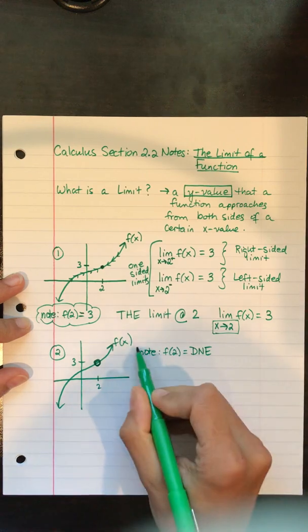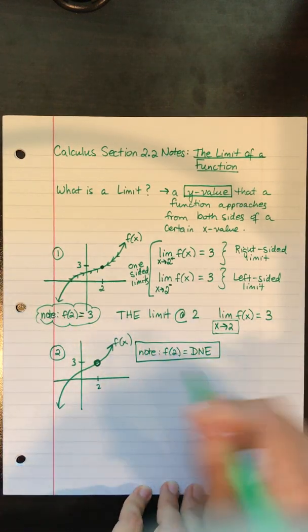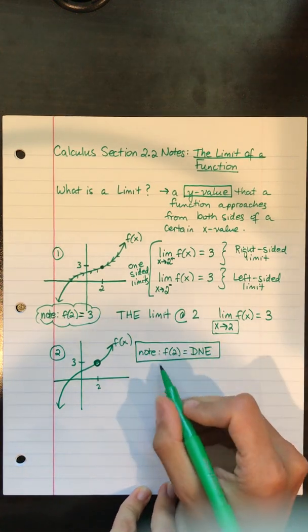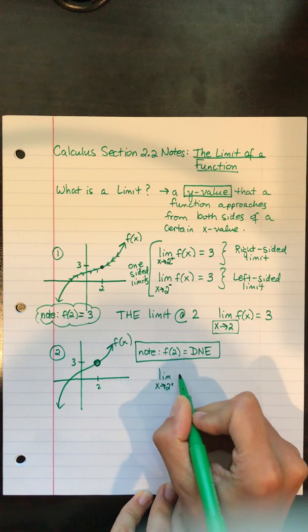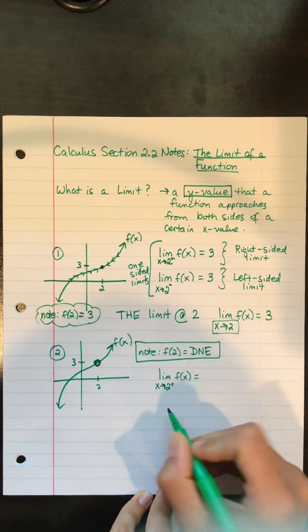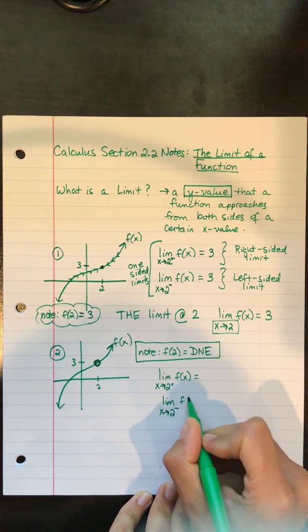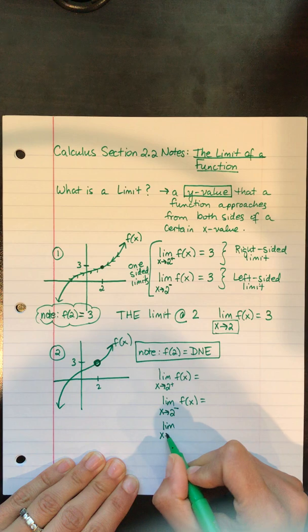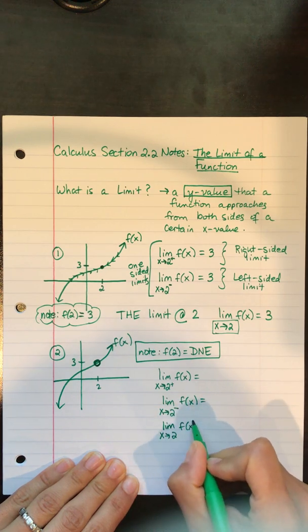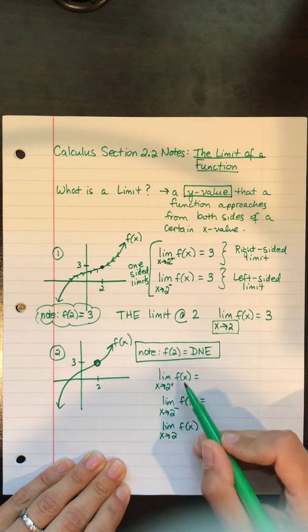does not exist. There is no function value. Okay, now that's just a side note, and I'll tell you why I'm telling you that later. Let's do our two one-sided limits. The limit as x approaches 2 from the right of f of x. The limit as x approaches 2 from the left of f of x. And then the limit as x approaches 2, so at 2. Remember, in order to answer this, you have to first analyze the right and the left.